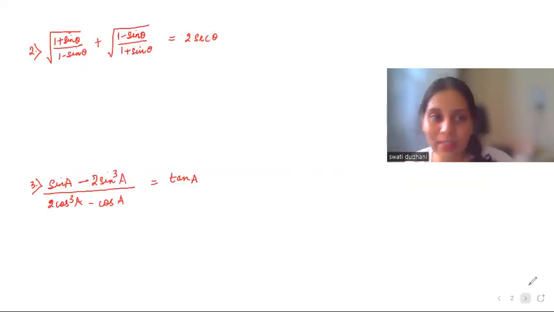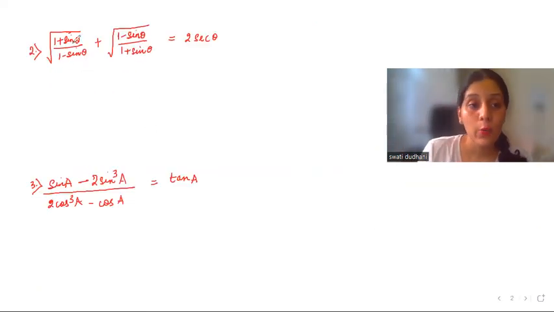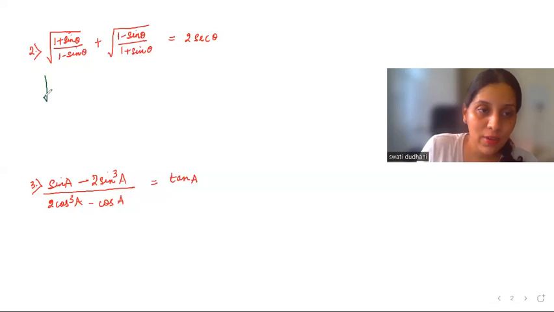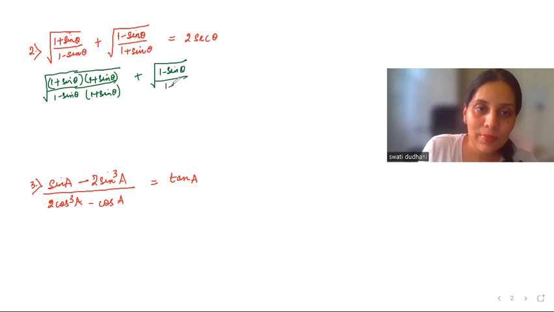Now the next question here has a root. Whenever you have a root, the very important and most commonly used technique is rationalization, always. So the rationalizing factor here: for 1 minus sine theta, the rationalizing factor will be 1 plus sine theta. That needs to be multiplied to both numerator and denominator. We will do the same for the second term as well. For 1 plus sine theta, the rationalizing factor is 1 minus sine theta.